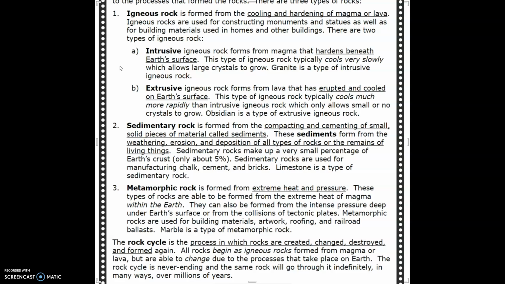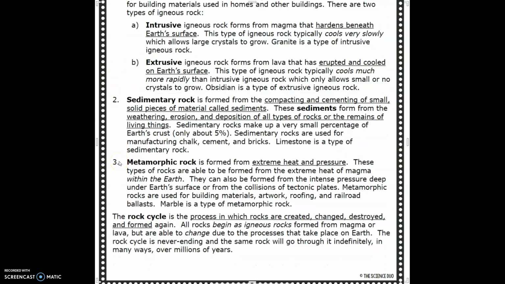Extrusive igneous rock forms from lava that has erupted and cooled on Earth's surface. This type of igneous rock typically cools much more rapidly than intrusive igneous rock, which only allows small or no crystals to grow. Obsidian is a type of extrusive igneous rock.